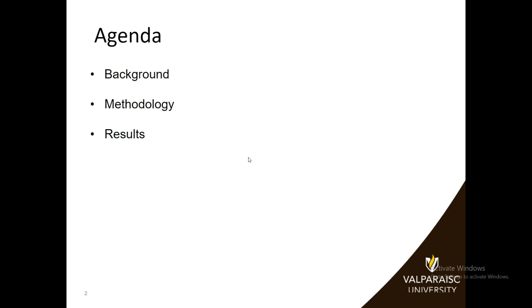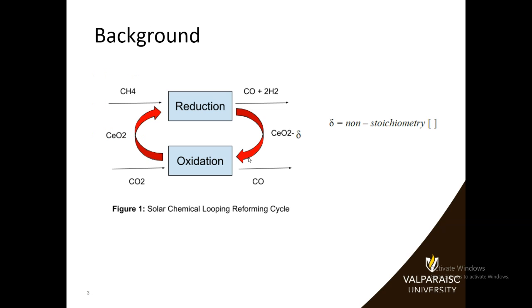For the agenda, I'll provide some background information, then give an overview of the methodology, and then finally share my results. So, for the background, the big idea here is the solar chemical looping reforming. The reason why it's called that is because we supply solar energy to produce synthesis gas, which is a mixture of carbon monoxide and hydrogen right there.